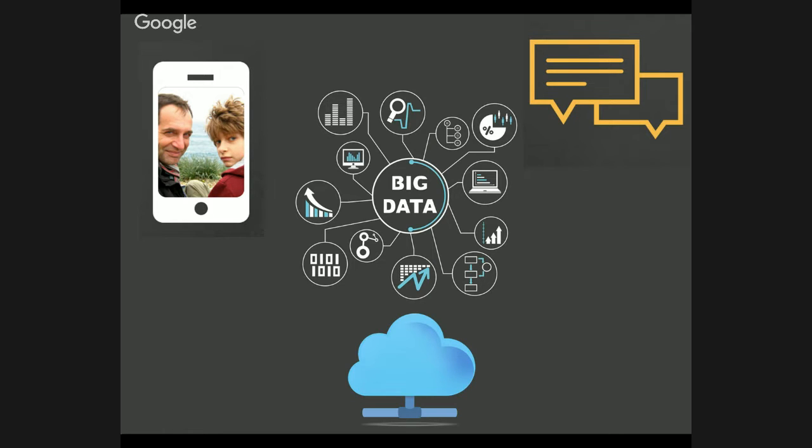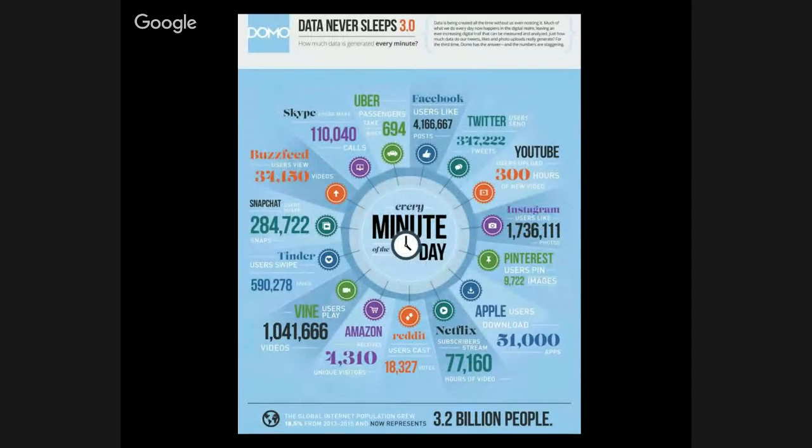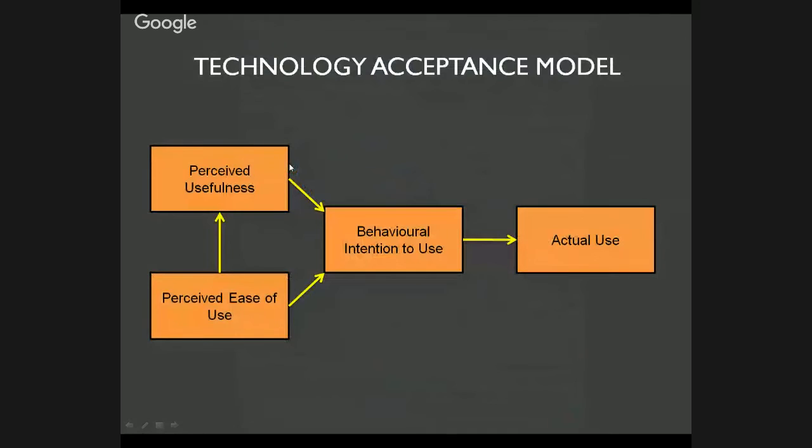This uneasy dialectic, as we say, between technology and society. If you look at it, it's absolutely crazy what's happening in a minute. 110,000 Skype calls. 347,000 tweets. 300 hours of YouTube uploaded in a minute. It's absolutely ridiculous how our generations have taken to all of these different types of tools and put them to good and bad use, I guess.